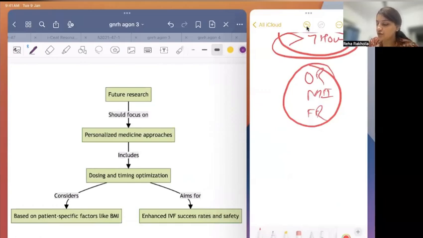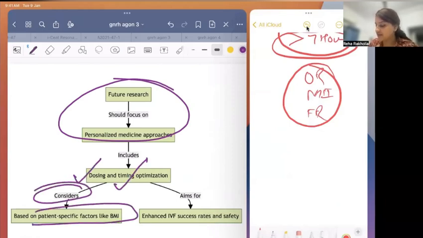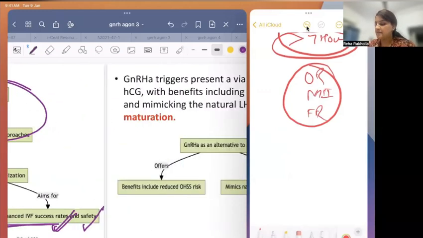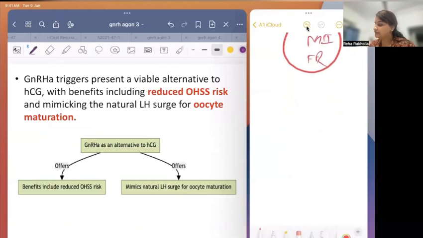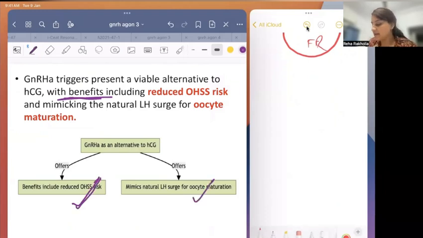Future research should focus on a personalized medicine approach, including dosing and timing optimization, and should consider patient-specific factors like BMI. It will enhance IVF success and safety. Then we'll talk about how GnRH agonist presents a viable alternative to HCG. What is the benefit? It decreases the OHSS risk and mimics the natural cycle for oocyte maturation.